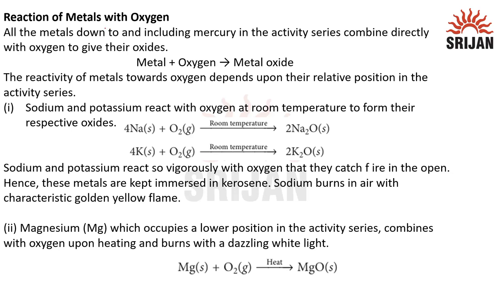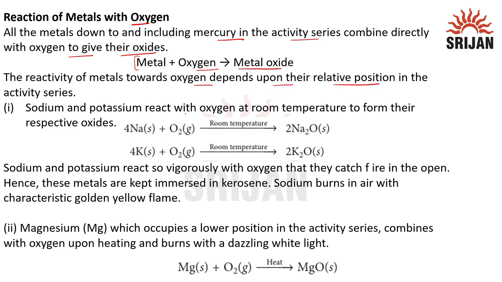Today's video, we will learn about the reaction of metals with oxygen, right? So, all the metals down to and including mercury in the activity series combine directly with oxygen to give their oxide. Similarly, we can represent this as metal when combined with oxygen gives metal oxide, right? The reactivity of metals towards oxygen depends upon their relative position in the activity series.